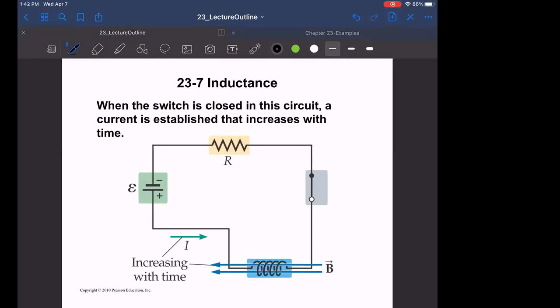Because when you do that, what happens is you send current one way and it starts to create a magnetic field through that coil, right? Wrap your fingers in the direction of the coil, the turns of the coil, and your thumb points out where north is going to be. Well, it doesn't like that addition of flux.